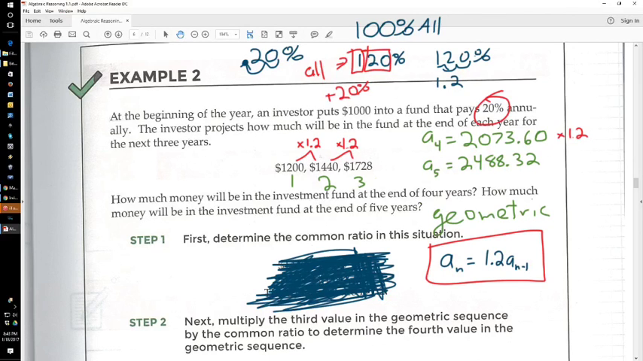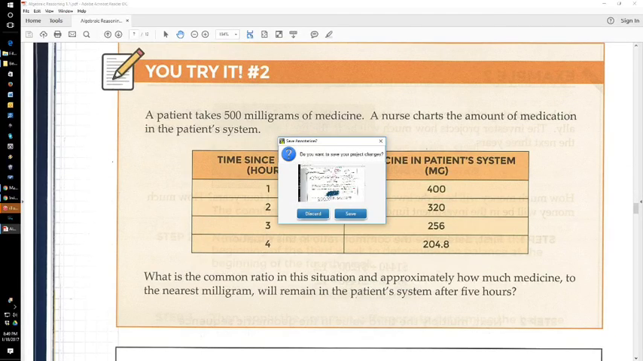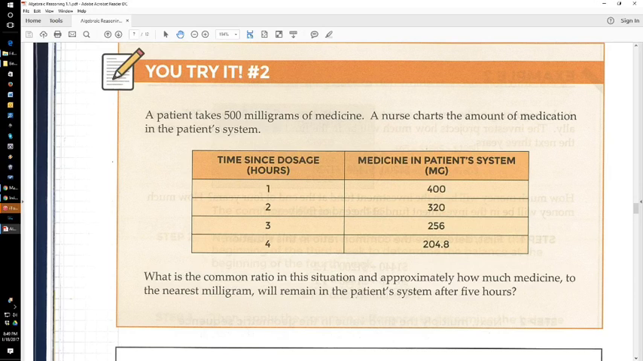At this point, let's roll on down to You Try It. All right? Take a second and try this. Pause the video and try it. Okay, hopefully you tried it and you're back.